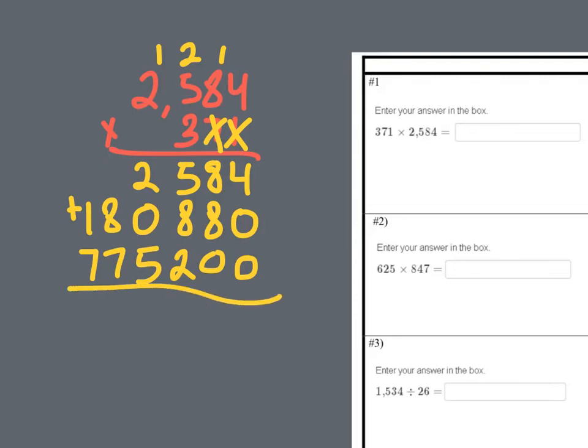Let's add these up. 4 plus 0 and 0 makes 4. 8 and 8 makes 16. Carry the 1. 1 plus 5 makes 6. 6 plus the 2 on the very bottom makes 8. 8 plus 8 makes 16. Carry the 1. 1 plus 2 makes 3. 3 plus 5 makes 8. 8 plus 7 makes 15. Carry the 1. 1 plus 1 makes 2. 2 plus 9 makes 9. We have 958,664 for number 1.